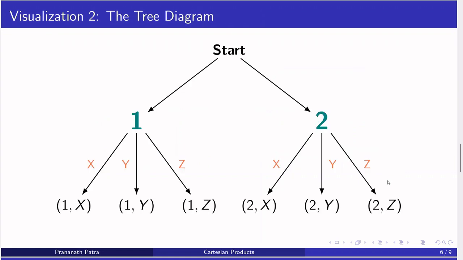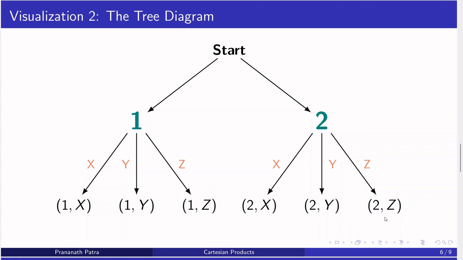Now let's explore another pathway with Visualization 2, the tree diagram. We begin at a single starting point and draw branches for our first choices from set A, the numbers 1 and 2. From the number 1, we let the tree branch out further, reaching towards the letters x, y, and z. This delicate branching creates our first set of pairs, like 1y and 1z. We do the exact same thing from the number 2, branching out to x, y, and z. This completes our tree with the remaining pairs, like 2x and 2y.